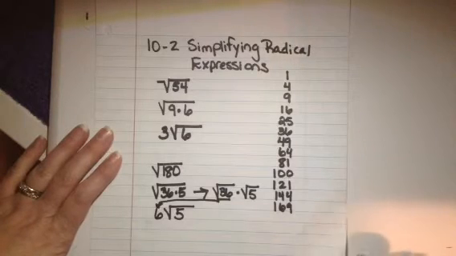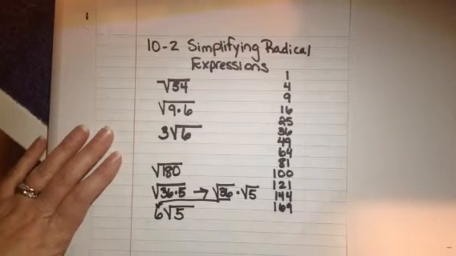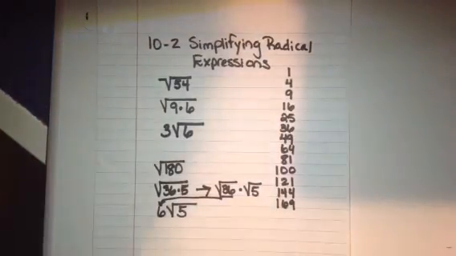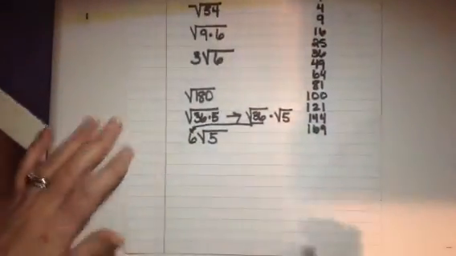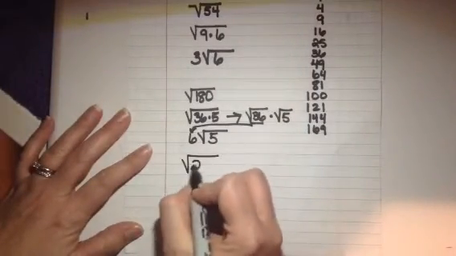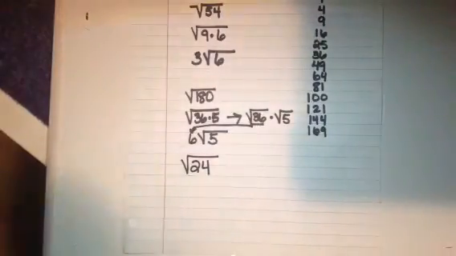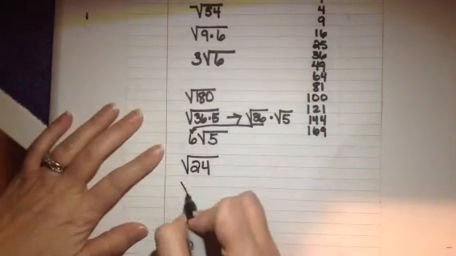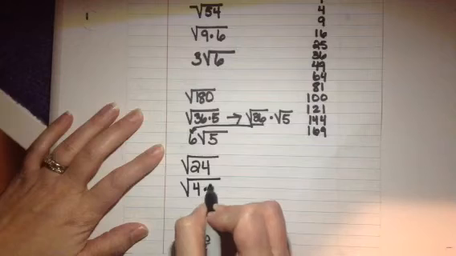I'm going to move this paper up, so you'll have to look at your own perfect squares list to complete the rest of these notes. So let's just do one that's kind of simple. Let's do the square root of 24. What is the largest perfect square that will go into 24? That is going to be 4 times 6.